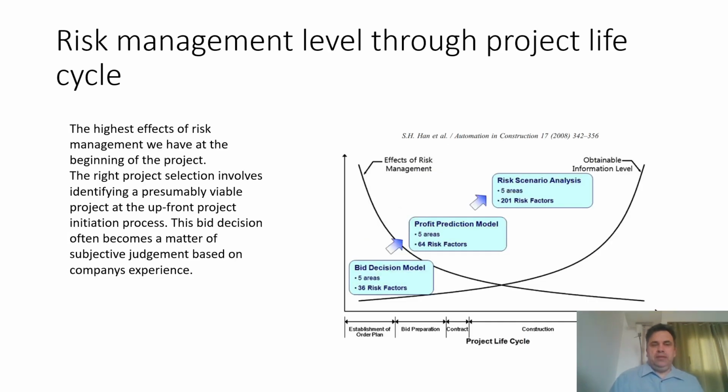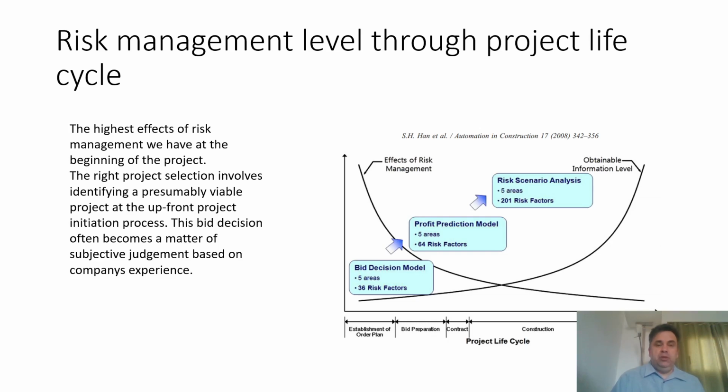The highest effects of risk management we have at the beginning of the project. At the end of the project, we have the highest information level obtainable. We start with 36 risk factors and end with 201 risk factors because of the higher information level at the end of the project.